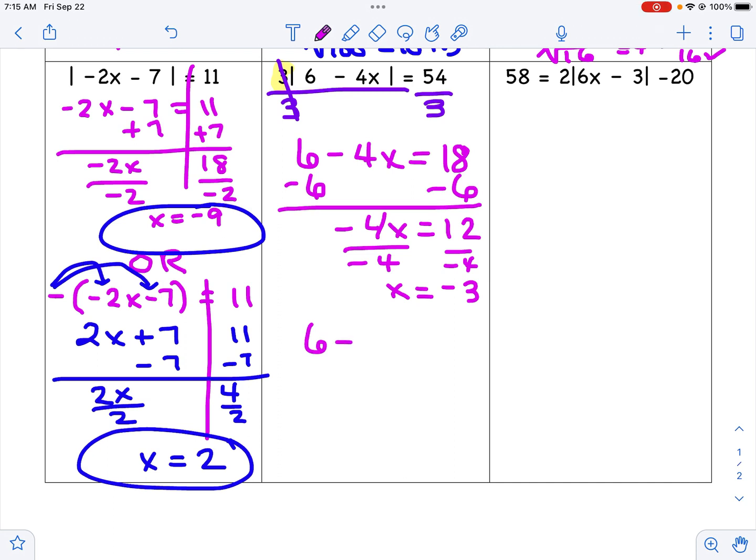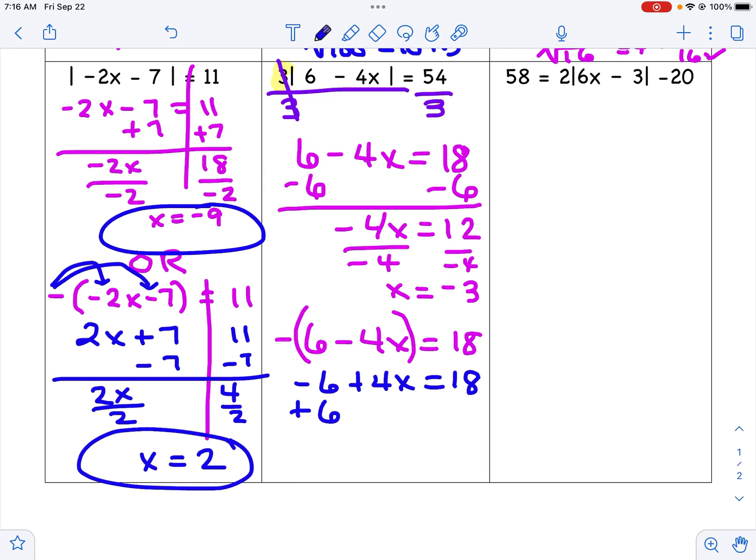Now we're going to do that problem all over again. First, let me write it. 6 minus 4x equals 18. We're going to put it in parentheses, and we're going to make the whole side negative, because remember, positive answer, negative answer. So now let's distribute that negative sign. A negative times a positive 6 is -6. A negative times a negative is a positive 4x.